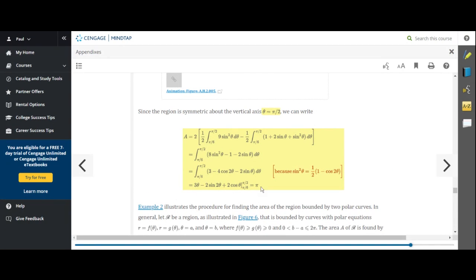Okay, but notice they leave out steps, but I know you can fill in those steps. In the final line here in the yellow area, you have 3 theta minus 2 sine 2 theta plus 2 cosine theta, where theta is evaluated at pi over 2 and then pi over 6. They just say that equals pi. They know that as students you're capable of working that out and getting an answer of pi. But they leave out steps. But remember, for the final exam, I'm going to want to see those steps.